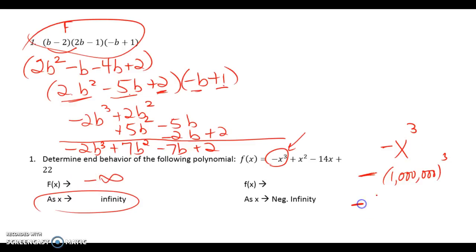But if instead I plug in negative 1,000,000, a negative number raised to the third is still a negative number, very large negative number, and then if I take the negative of that, it's a positive very large number, so that one heads to infinity.